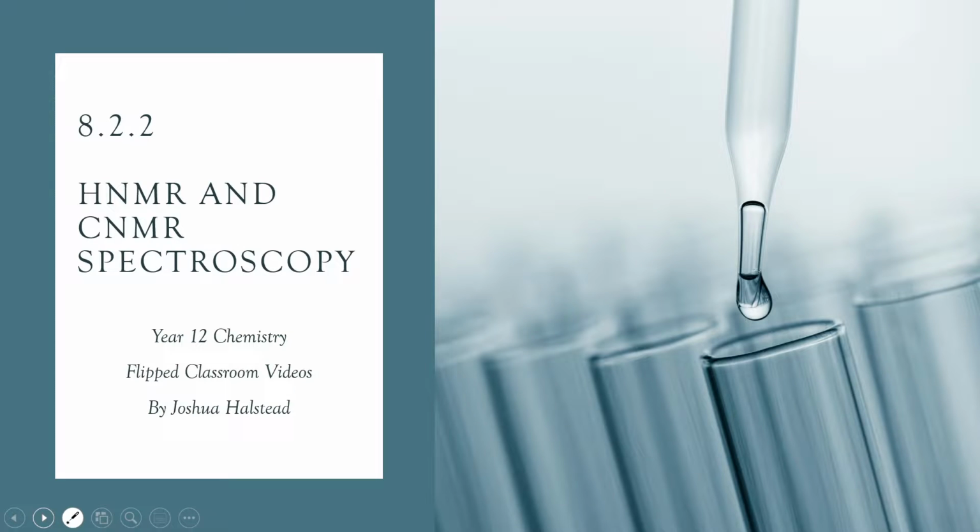G'day chemistry students, in this video we are looking at dot point 8.2.2. Our focus is going to be learning about how to interpret and use HNMR and CNMR spectroscopy to identify unknown chemical samples. Let's get into it.